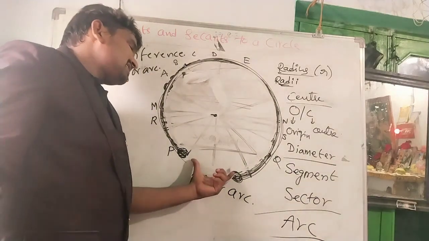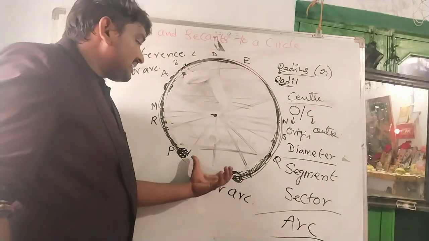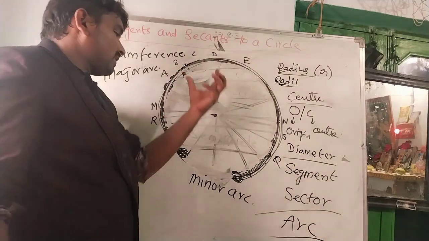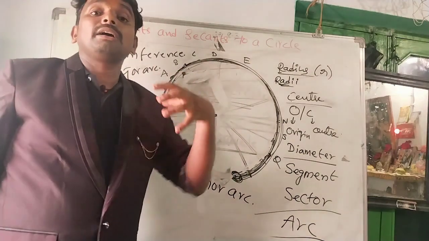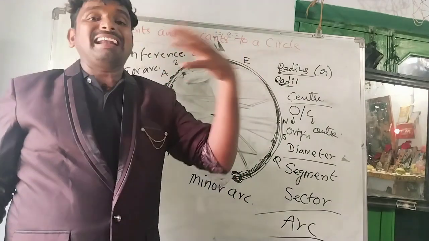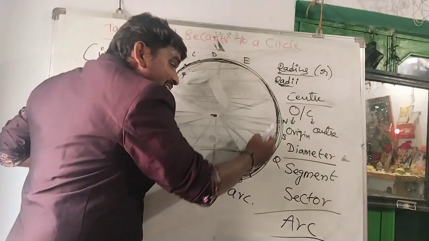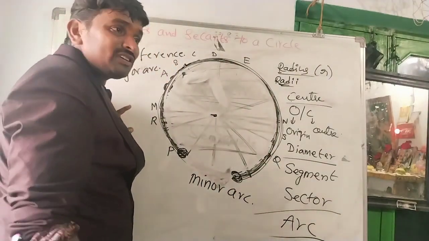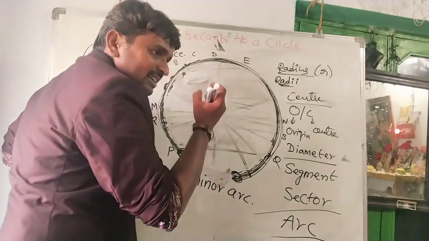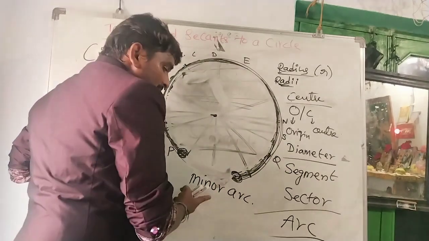Minor arc has minimum length. I mean, minor arc length. If you compare the length of minor arc with major arc, major arc length is bigger, greater than minor arc. But minor arc length is smaller than major arc. Which arc has the greatest length? Minor arc length is smaller than major arc length, and major arc length is greater than minor arc length.